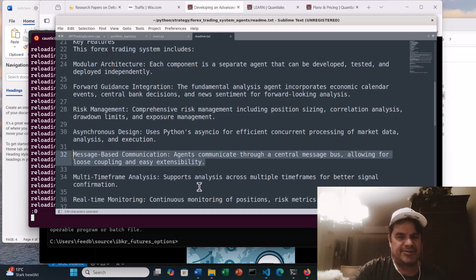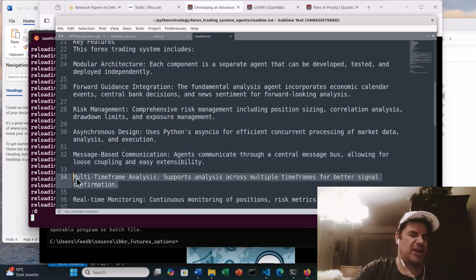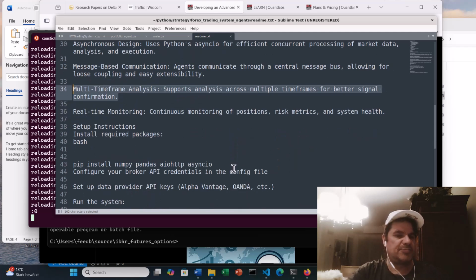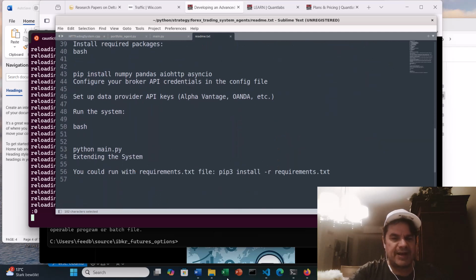Multi-time frame analysis supports analysis across multiple time frames for better signal confirmation. This is probably why I couldn't get all that far with the complexities of this. Real-time monitoring monitors the positions, risk metrics, and the system health. So it's pretty cool to have all this.